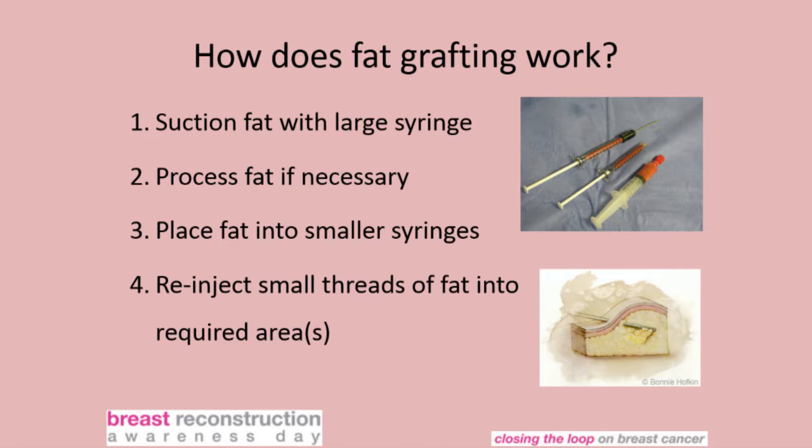fat. And then we take that fat that we've processed and we put it back into smaller syringes, like the ones that you can see here. That whole syringe only holds 1 ml. And then we use those small syringes and very fine needles to thread very fine threads of fat into the area that we want to fill. We usually use a sort of crisscrossing pattern to get lots of different threads of fat into the area.